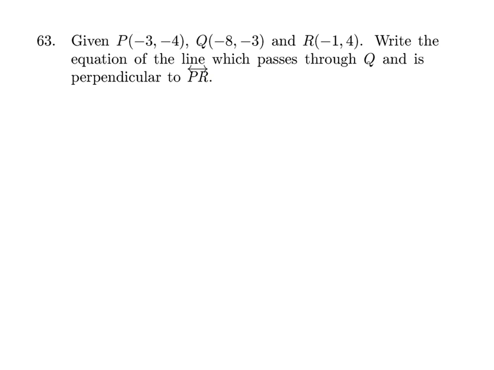Given PQR, write the equation of a line which passes through Q and is perpendicular to PR. Perpendicular to PR. Okay, so here I have a line that passes through these two points, PR, right? All right, I need to figure out the slope of that line. Okay, so what I'm going to do, I'm going to use some subscripts here, PR, just to indicate that this is the slope of line PR.